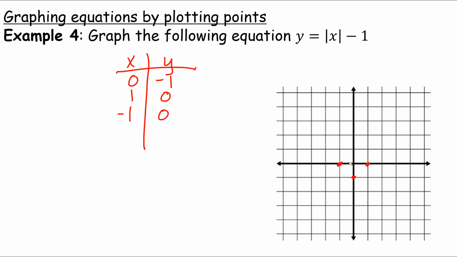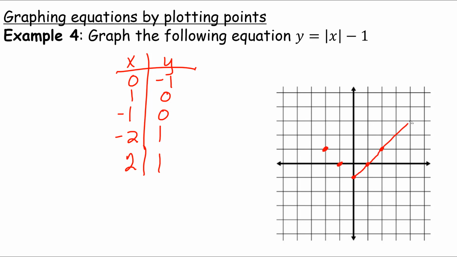And so it looks the same way on that side of the y-axis. If I choose -2, I'm going to have 2 minus 1, which is 1. So -2, 1. Let's see, let's put in 2. 2 minus 1 is 1. So you can see it's symmetric about the y-axis, and it looks kind of like it must be a V.